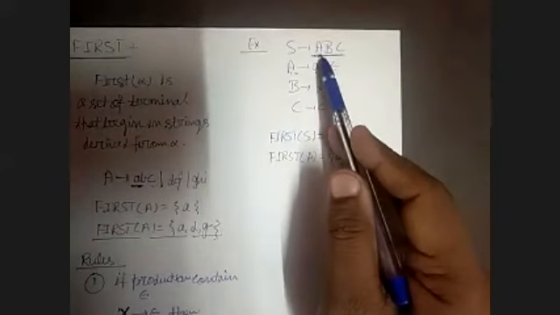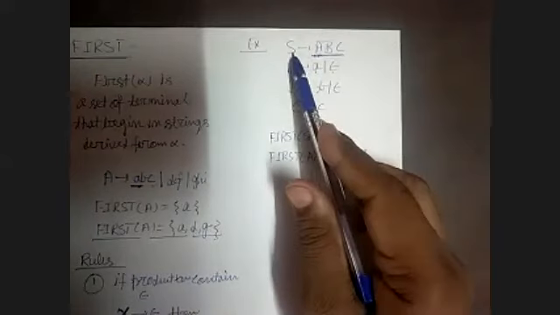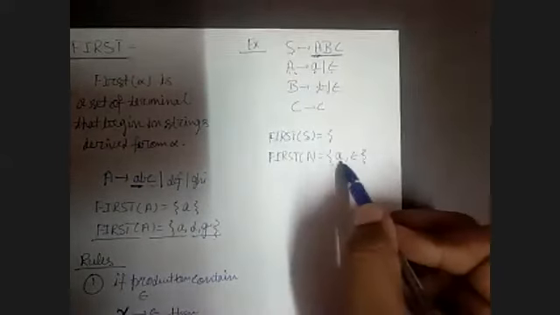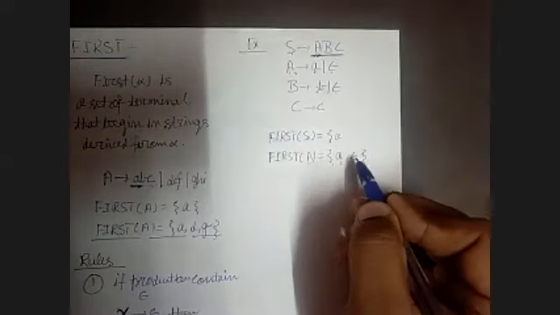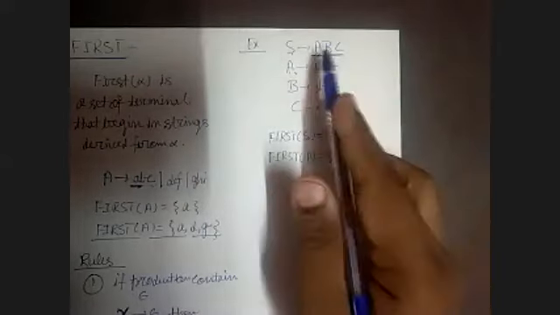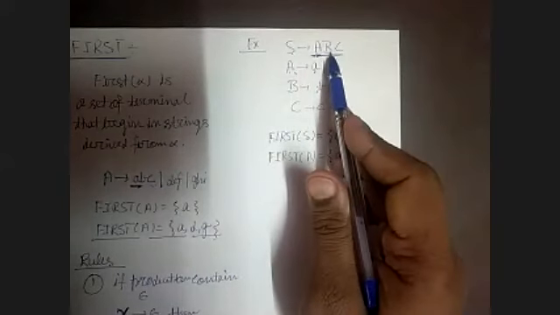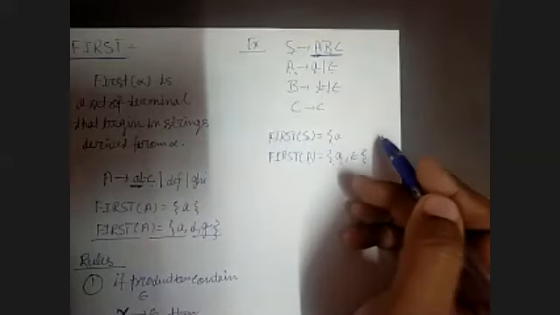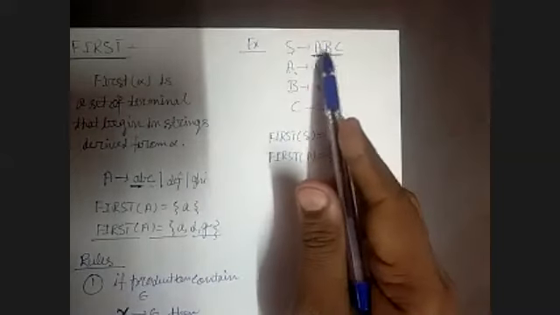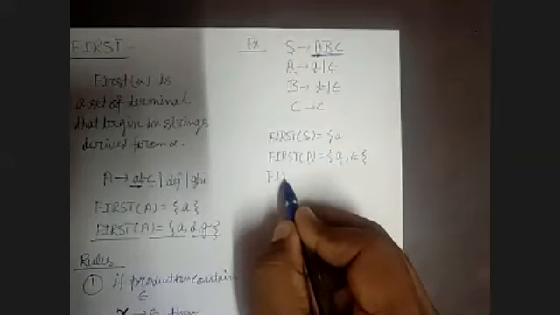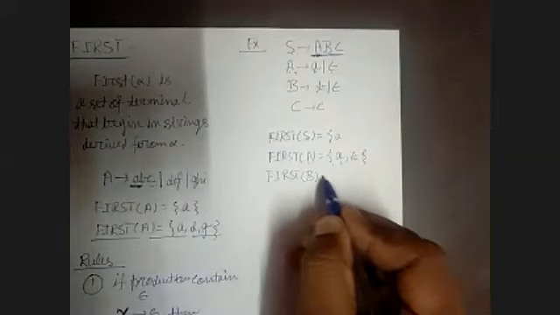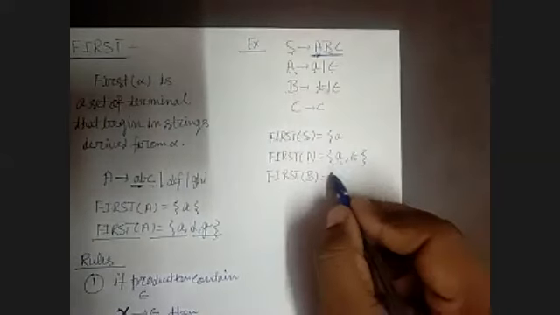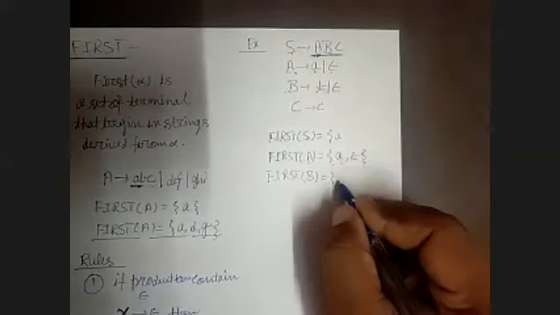Now again, we come to this part. First of S means first of A. First of A is a and epsilon. If epsilon occurs in first of A, the rule is that we find out the first of B also. So first of S is still not complete because A contains epsilon. So we find out first of B. In the production of B, there is a terminal b and epsilon. So b and epsilon are part of first of B.